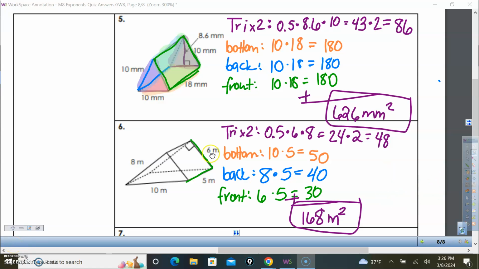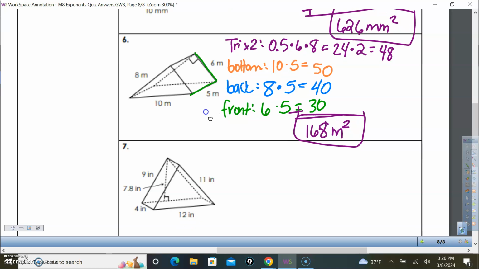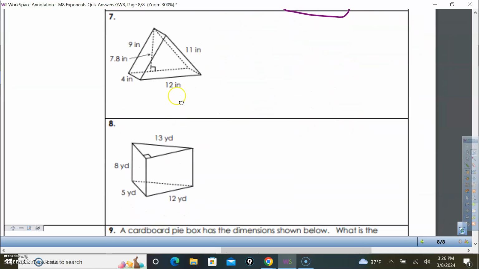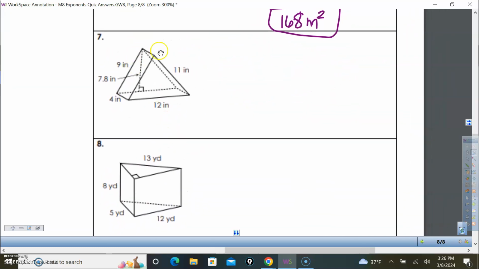All right, so we just finished up questions 5 and 6. I'd like to go ahead and jump down. We are going to skip, well, actually, let's do number 7 together for a moment, and then I'll have you try number 8 on your own. So for question number 7, again, I see a triangular prism.